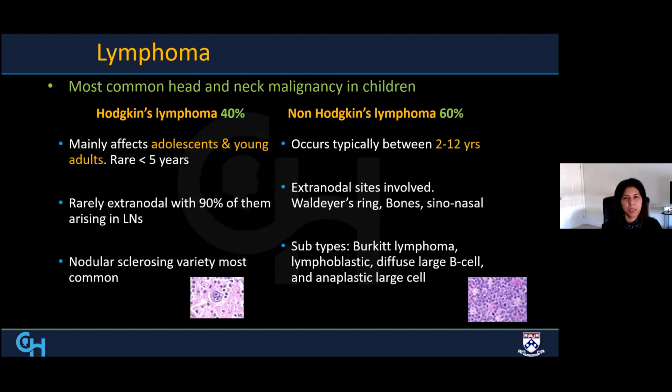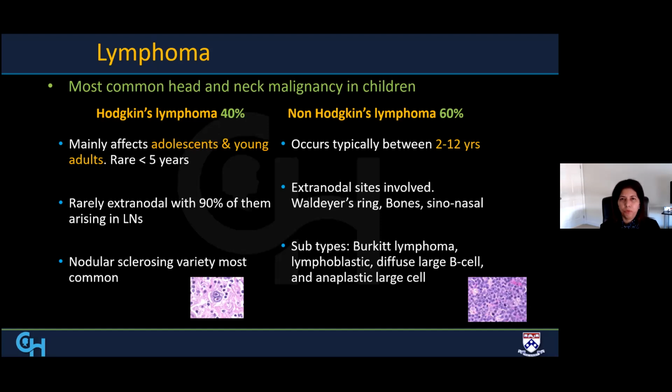Among the two types that are more common, the Hodgkin's and the non-Hodgkin's lymphoma, non-Hodgkin's lymphoma accounts for about 60% of these tumors. It is usually a disease that occurs in the children, usually in the younger children, usually in the first decade between 2 to 12 years of life. And again, it has a peak in the adult population as well.